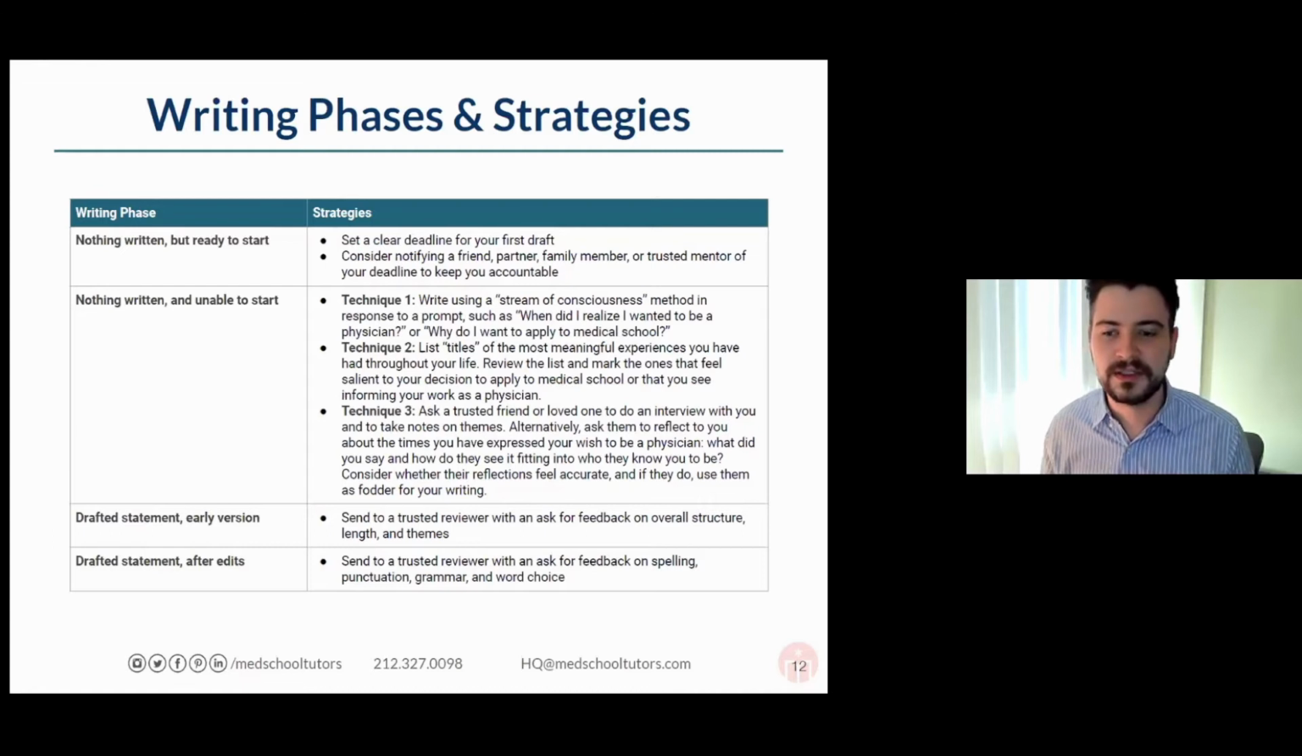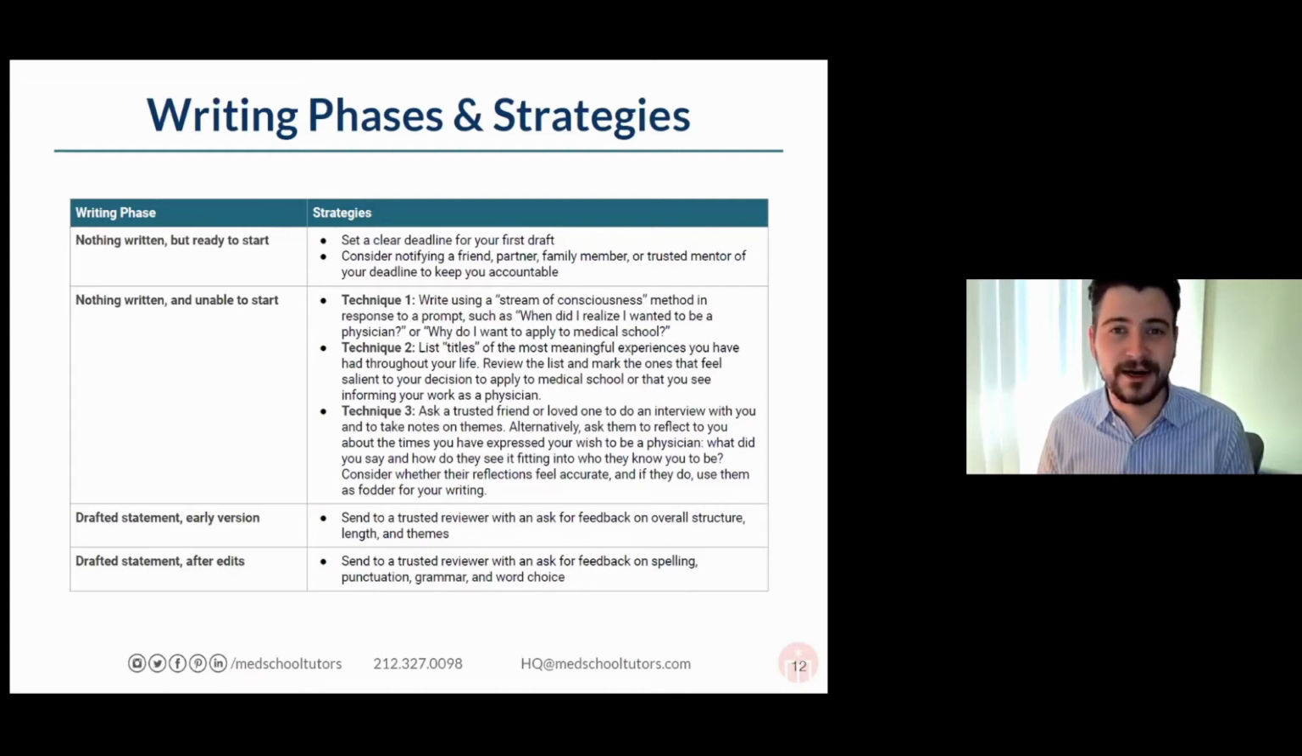A third technique, and this one's a little bit harder, and I will say works a lot better if you're working with a professional consultant, but that you could definitely try with someone at home, is to ask a trusted friend or loved one to do an interview with you and to take notes on themes. And so you could ask them to ask you questions relevant to this idea of applying to medical school. And then if you go to do that and it doesn't work, another way you can do it if you're not working with a professional consultant would be to ask these people you care about, what have you told them about your desire to become a physician? What have the conversations been about? What are the things that, if you asked them, why do you think I want to be a physician? What would they guess based on the things that you've talked about together in the past?